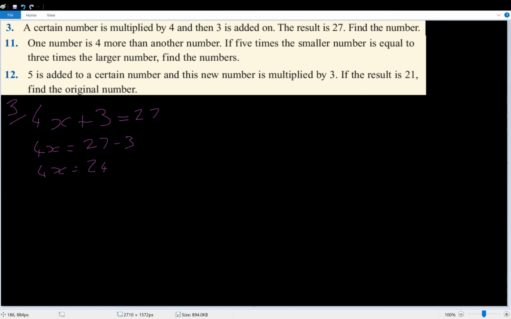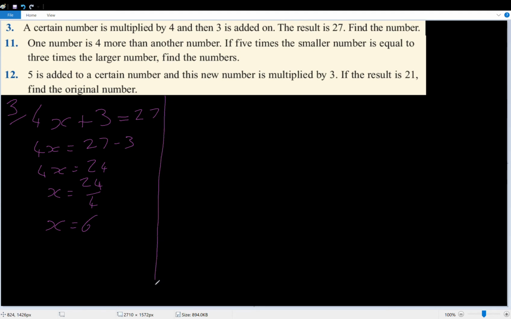Then we're going to bring the 4 across, and on the left side it's multiplied by 4. So when we bring that across the equal sign, it becomes divided by 4. So our next line is going to be x equals 24 divided by 4, like that. And 24 divided by 4 is just 6. So our certain number in this case is 6. Nice and straightforward.